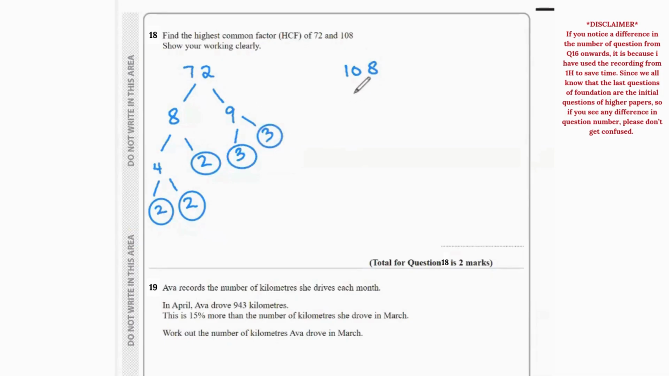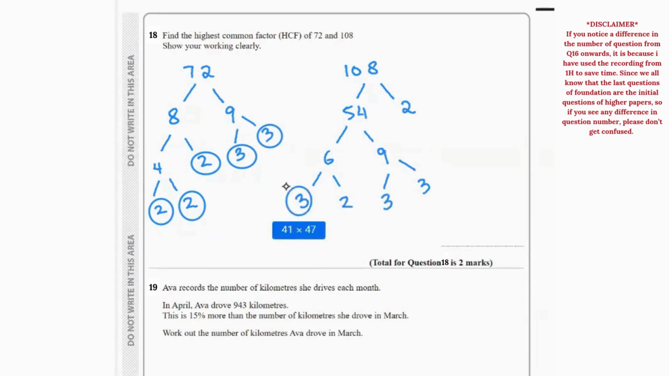For 108, it's going to be 54 times 2. 54 is 6 times 9. 6 is 3 times 2. And 9 is 3 times 3. These are once again our prime factors for 108. So now you have to highlight the ones that are common between both 72 and 108.